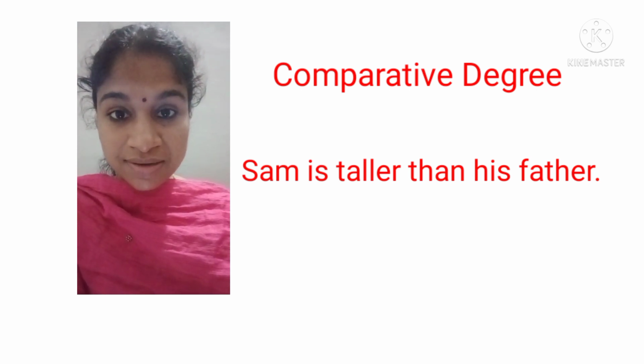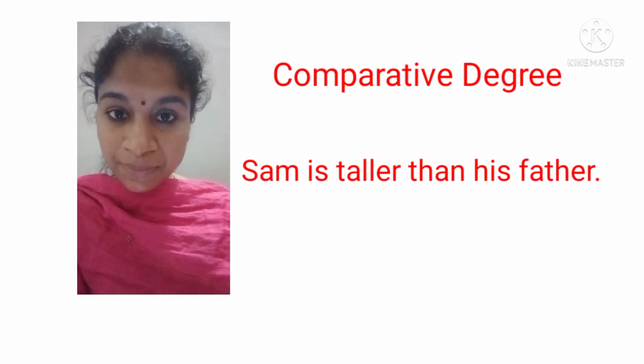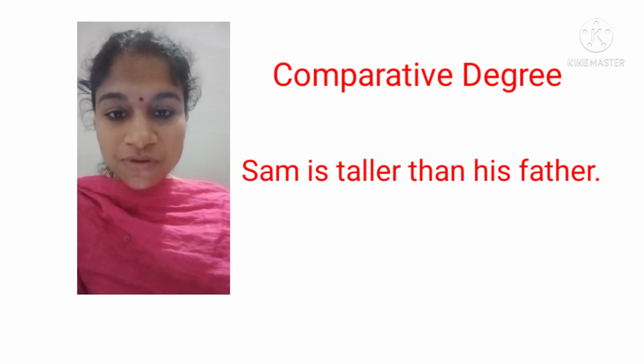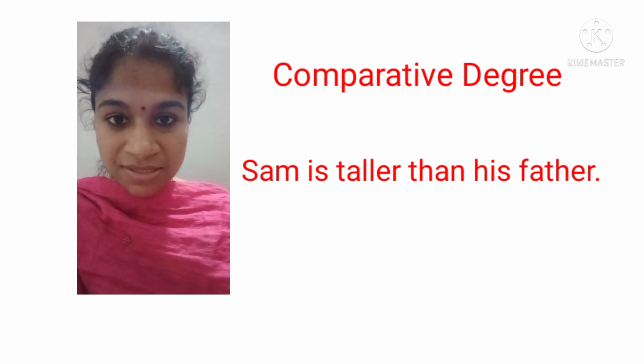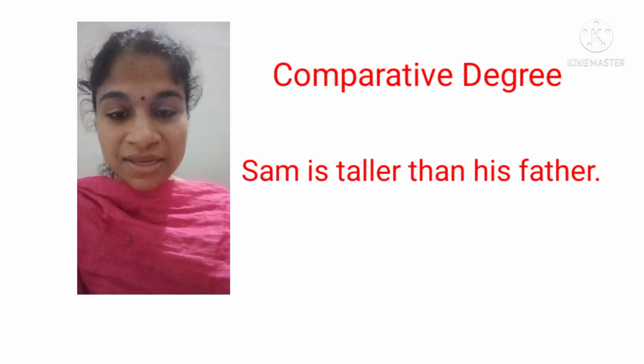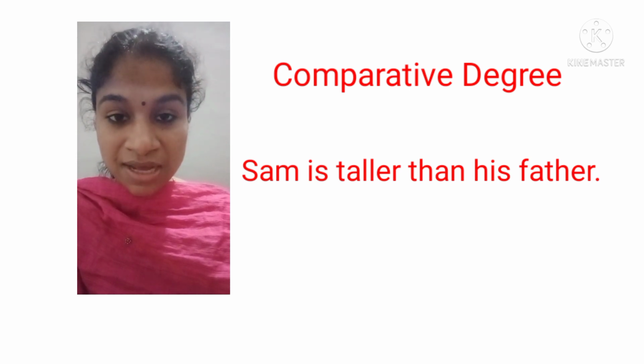When two things are compared, we can use the comparative degree of an adjective. For example, Sam is taller than his father. In this sentence, taller is the comparative degree of the adjective tall. Here, Sam's height is compared to his father's height. So, it is used to compare.